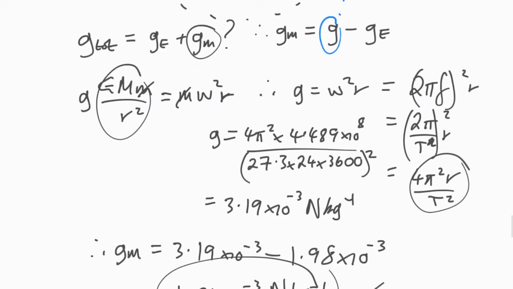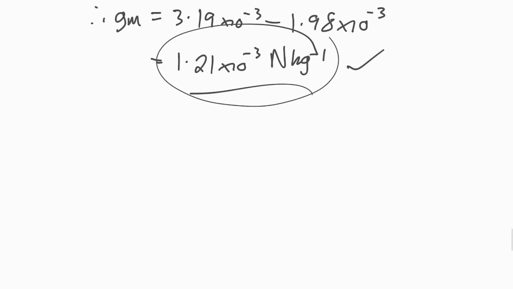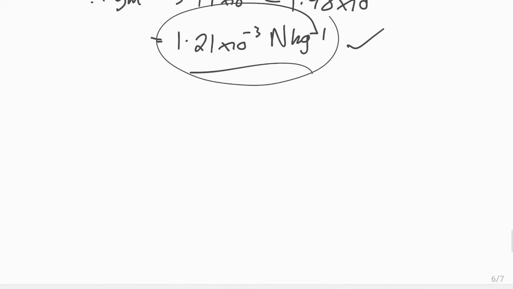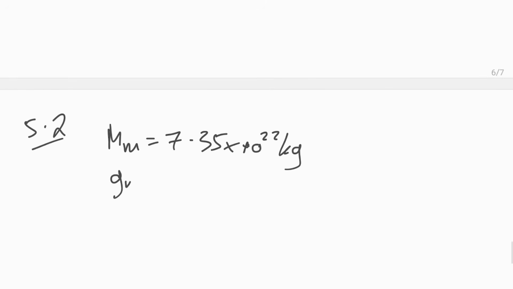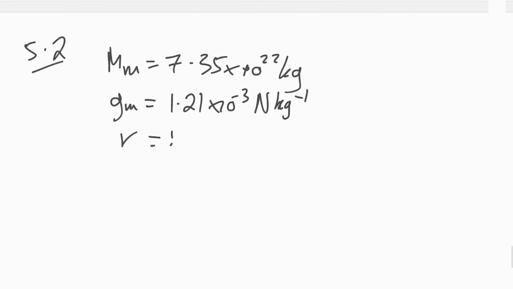Well, we know we've just calculated its gravitational field strength for the satellite, so that's okay. So we're going to say g is equal to 1.21 times 10 to the minus 3, and we're looking for distance. So therefore, do we have an equation that links all these? Yes, we do. Like we just saw, gravitational field strength is equal to this.